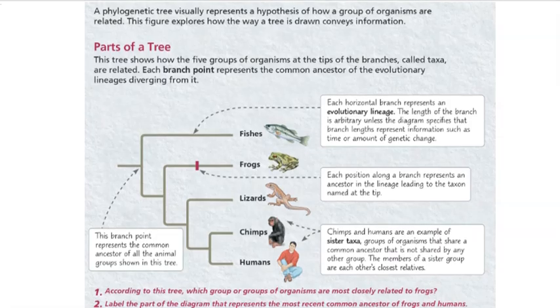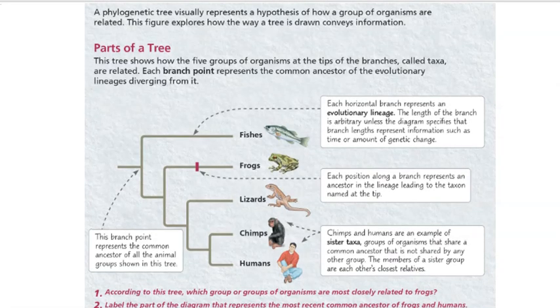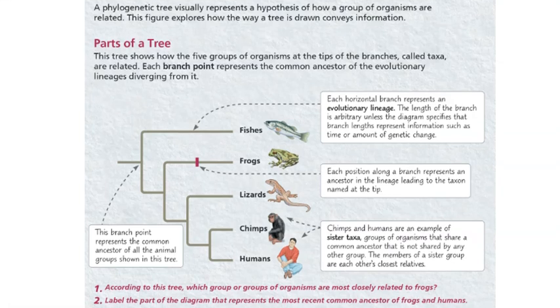Each branch point represents a common ancestor. So here's a graphic from another textbook that I really respect and like. A phylogenetic tree visually represents a hypothesis of how a group of organisms are related. You can see right here, each horizontal branch represents an evolutionary lineage. Each position along the branch represents an ancestor in the lineage, leading up to the taxon named at the tip.